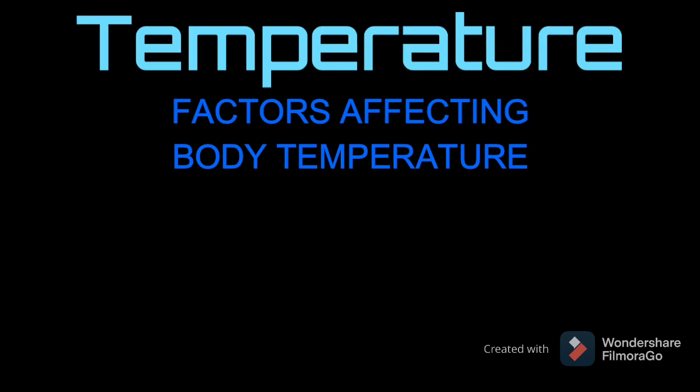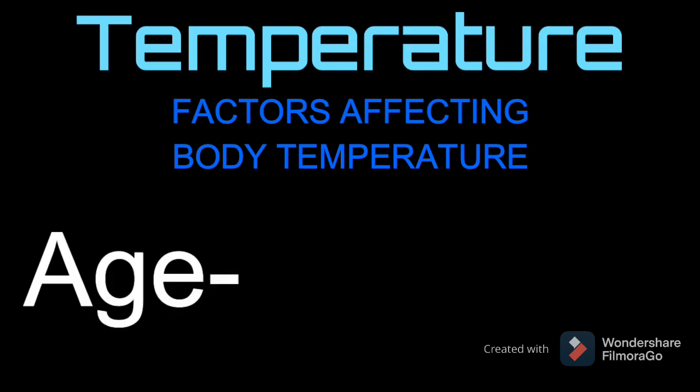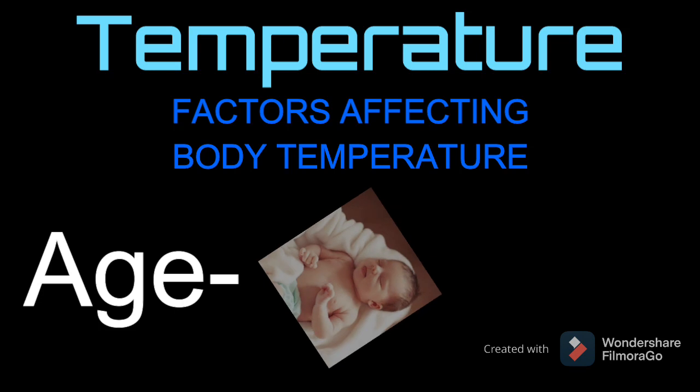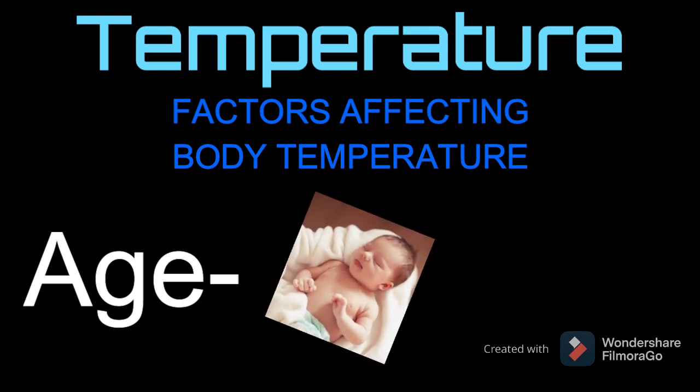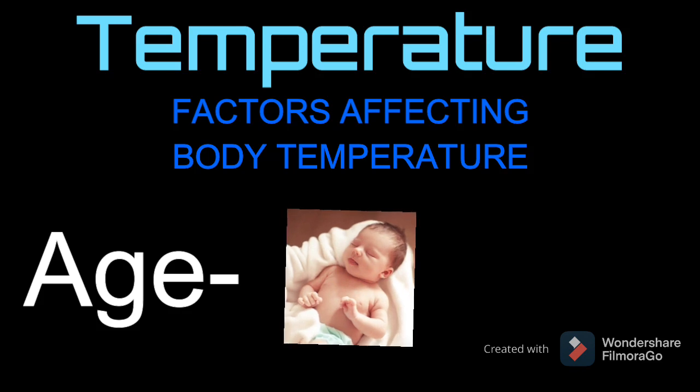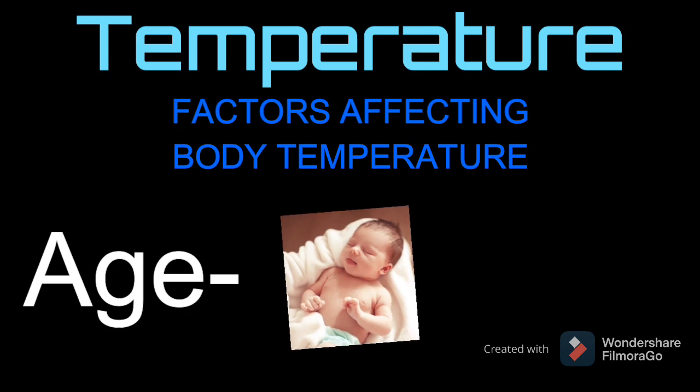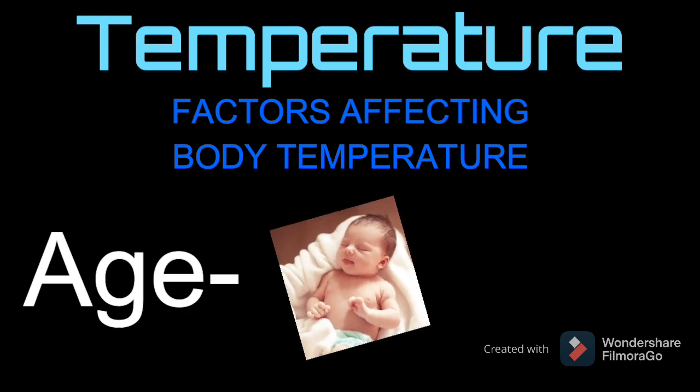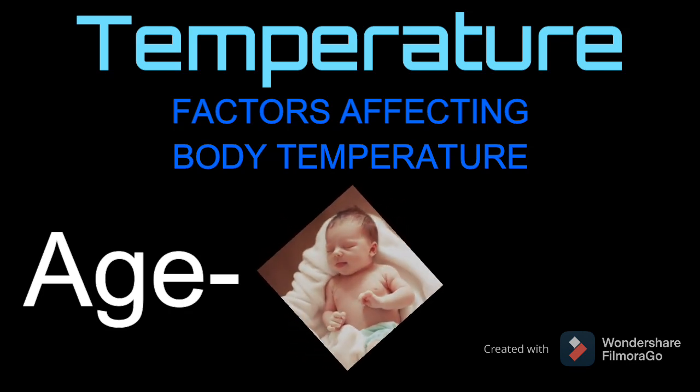So what are the factors affecting body temperature? First is age. Newborns have unstable body temperature because their thermoregulatory mechanism, which is the hypothalamus, is immature. Therefore, ang mga bata, pag mainit, sobrang naiinitan, pero pag malamig, sobra namang nalalamigan.